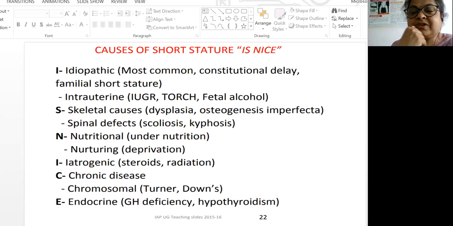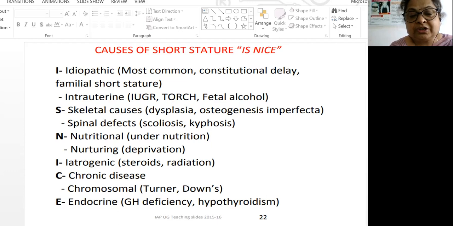Now, what are the causes of short stature? You can learn by this mnemonic: INSIDE. What does this stand for? So I stands for idiopathic, that is, the most common, constitutional delay or familial short stature. And I also stands for intrauterine causes like intrauterine growth retardation, TORCH infections in the mother, or fetal alcohol syndrome if the mother is consuming alcohol during pregnancy. And then S stands for skeletal causes like dysplasia, osteogenesis imperfecta, spinal defects like scoliosis and kyphosis.